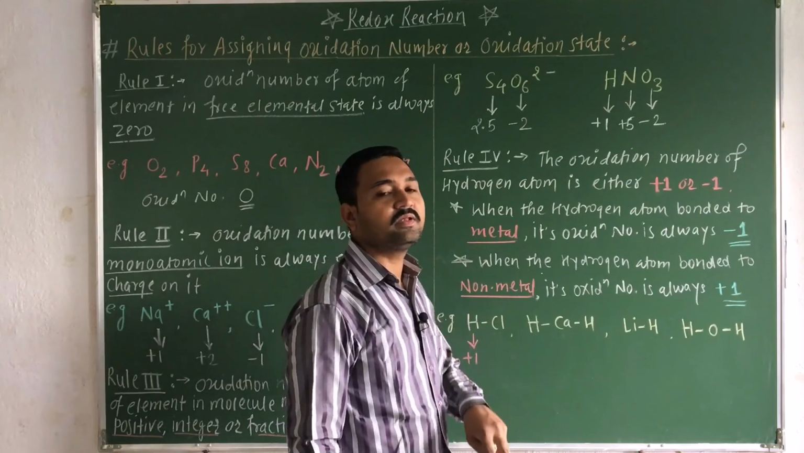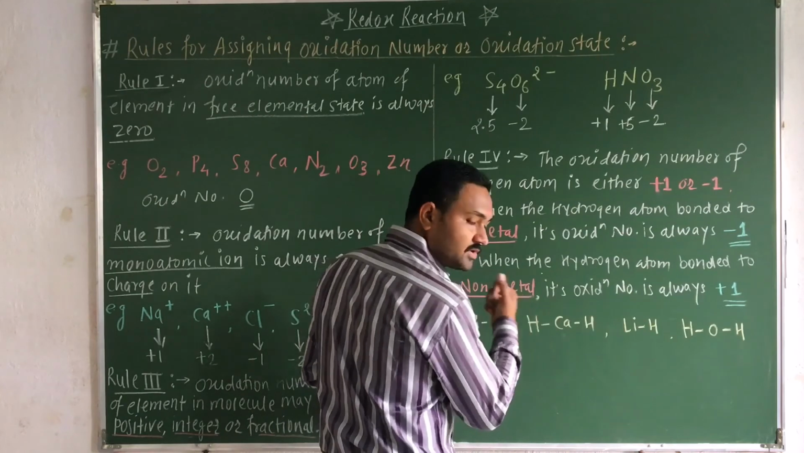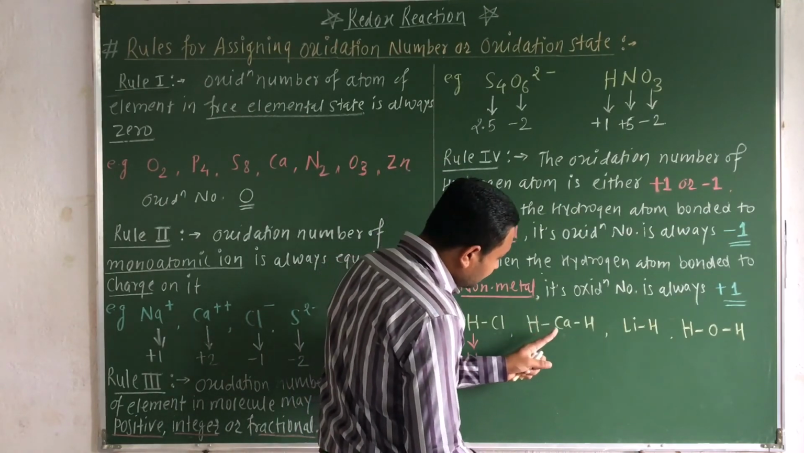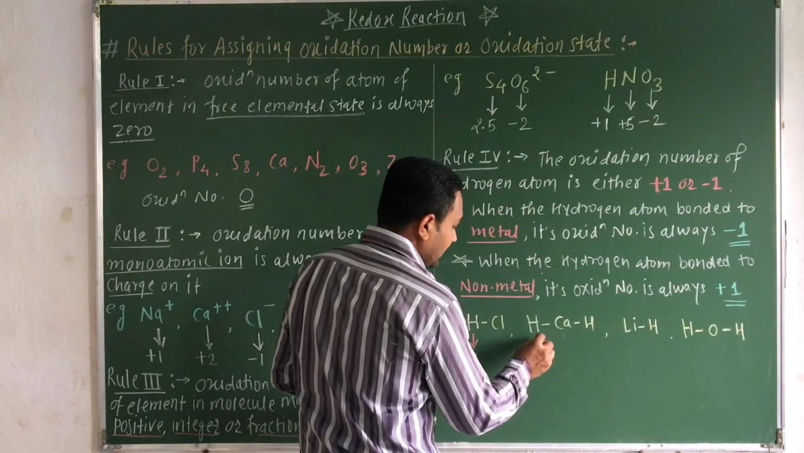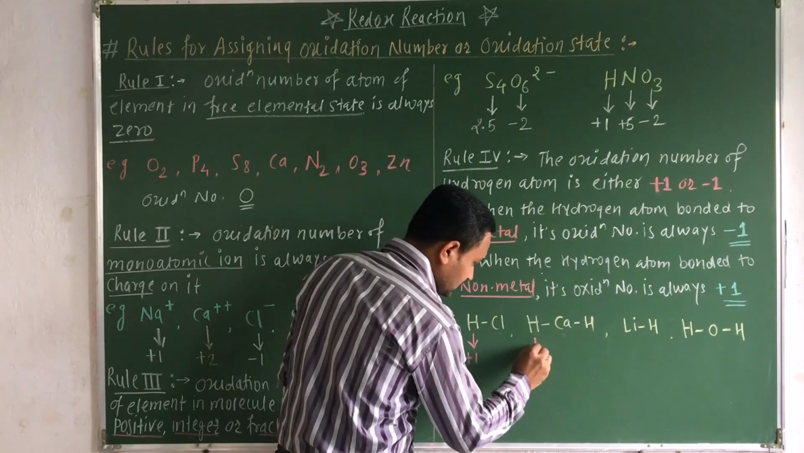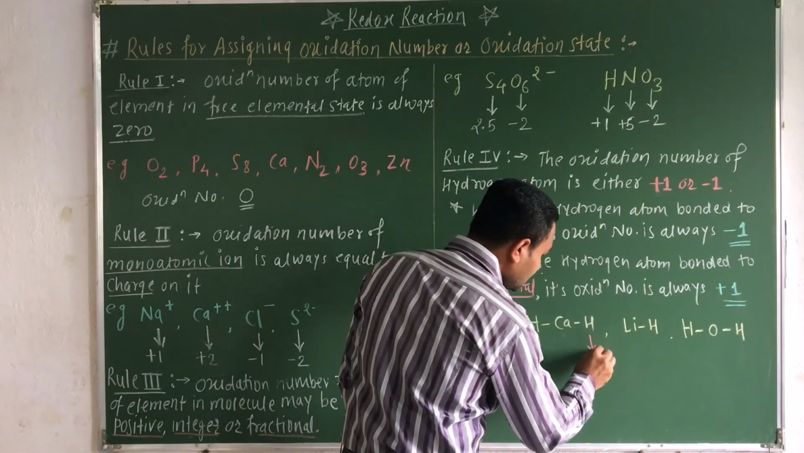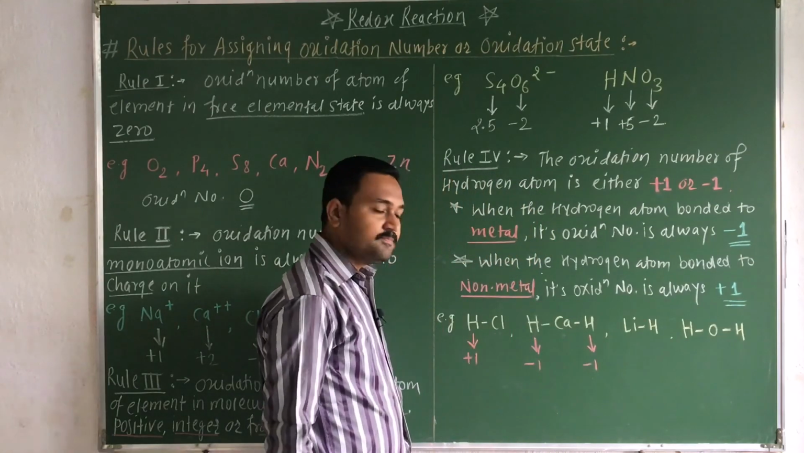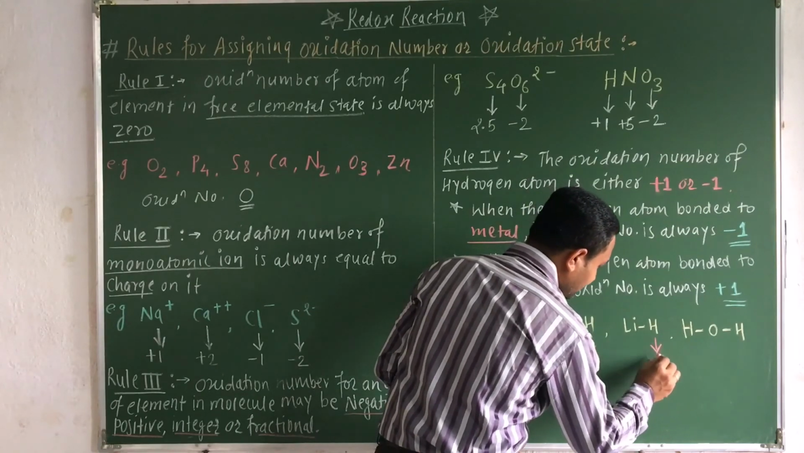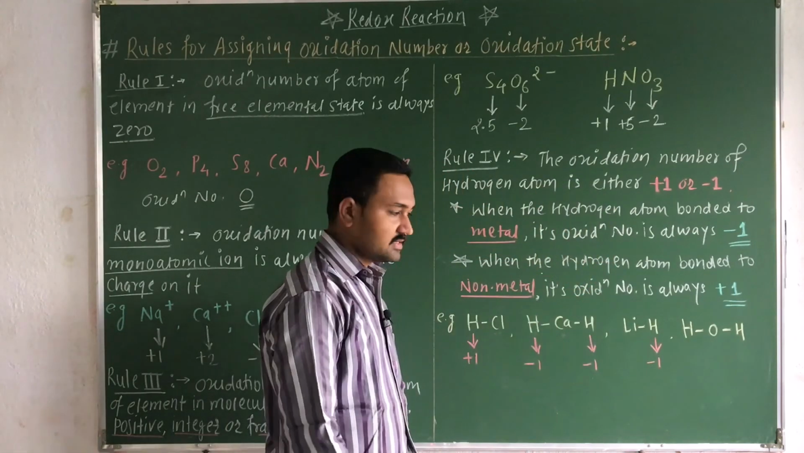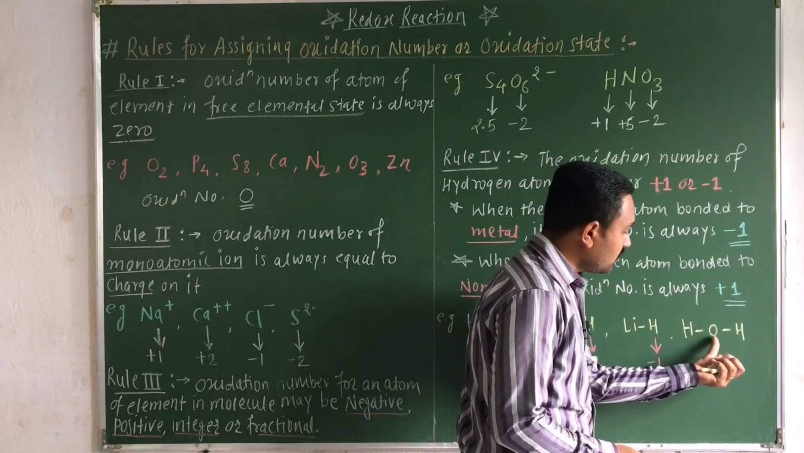Then next, in the next example, here calcium acts as a metal. We know that your first group elements and the second group elements act as metals, is it right? So they have the tendency to donate the electron. So if the metal attaches with the hydrogen atom, it always shows -1. So here hydrogen will show the oxidation number -1. Now here it will also show the oxidation number -1. Lithium is again a metal, hence its oxidation number will be -1.